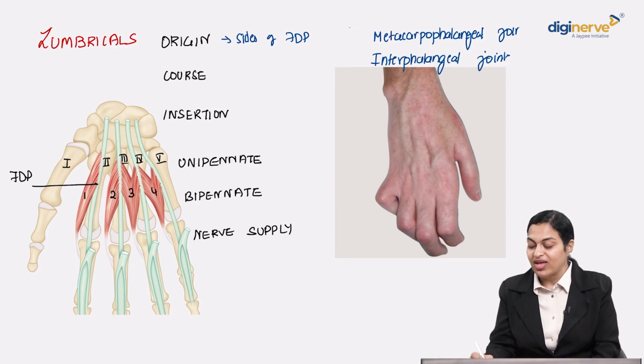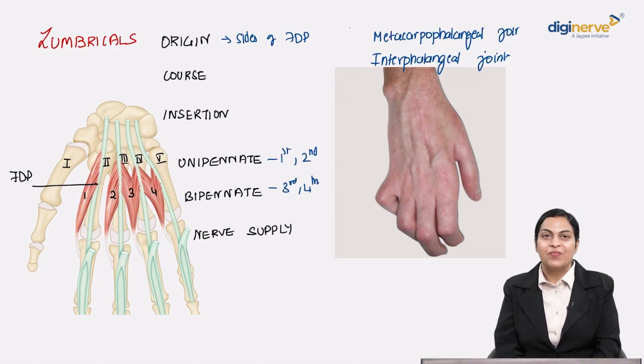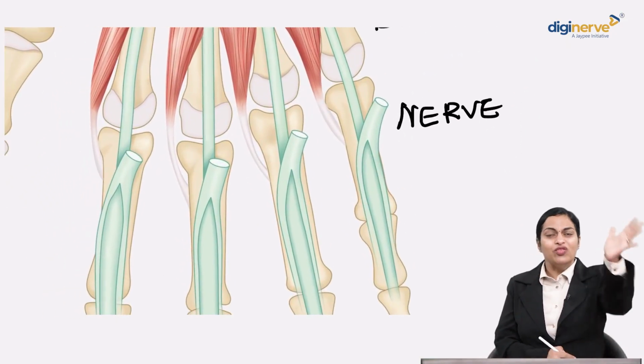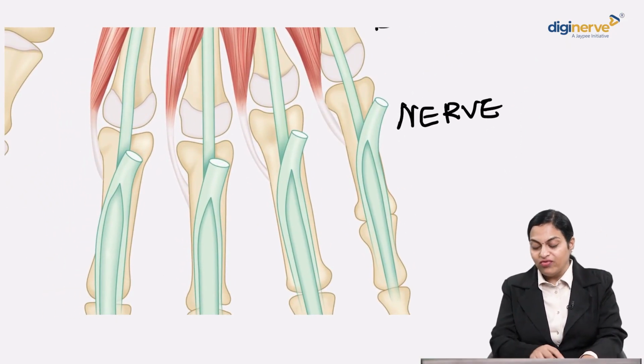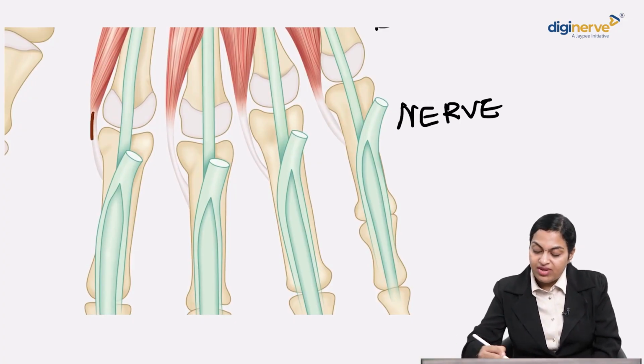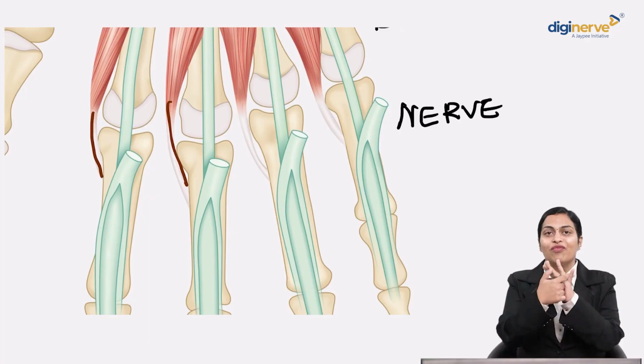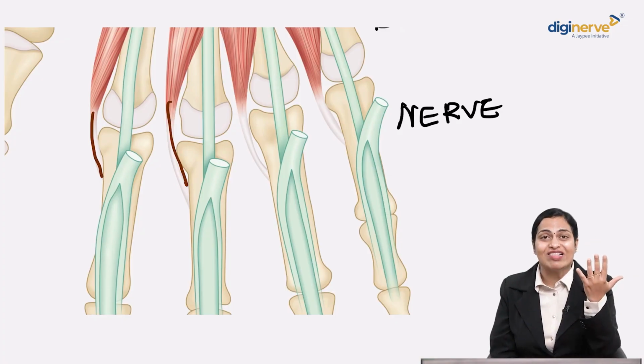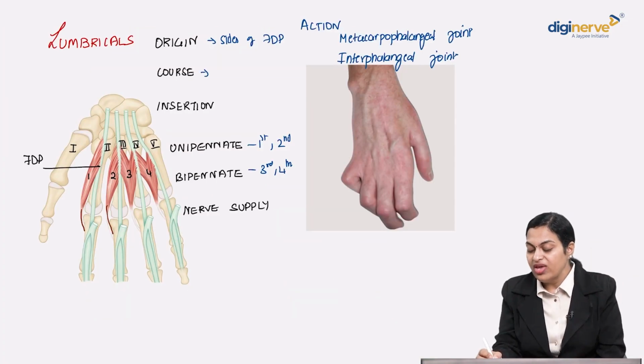You can appreciate that the first and the second are unipinnate. The third and fourth are bipinnate. Where do these lumbricals go for insertion? See? It is not over the palm. The tendon of the lumbricals, can you appreciate? It is passing through the web space and entering the dorsum of the hand. It joins the dorsal digital expansion over the dorsal surface of the digits. Got it? Pass through the web space.